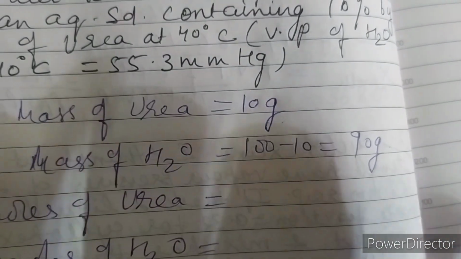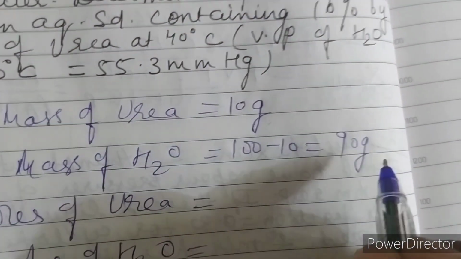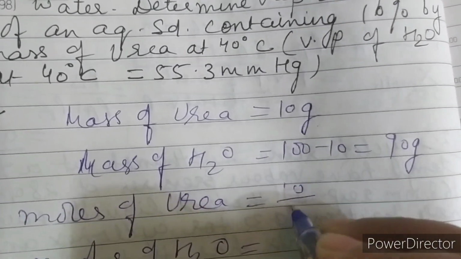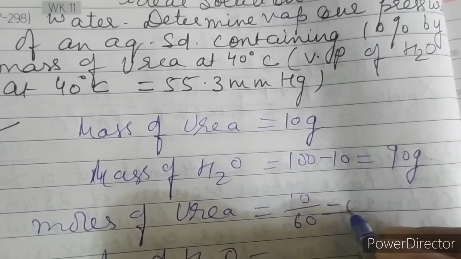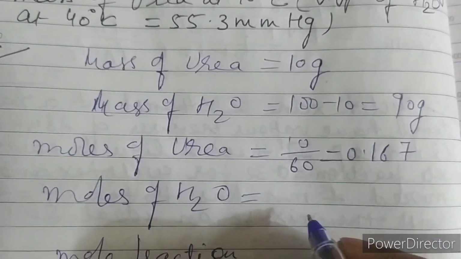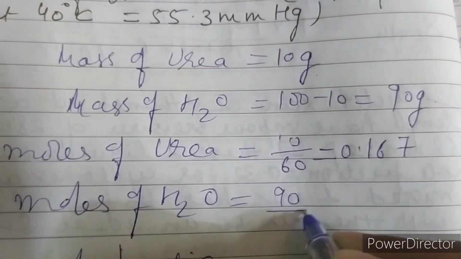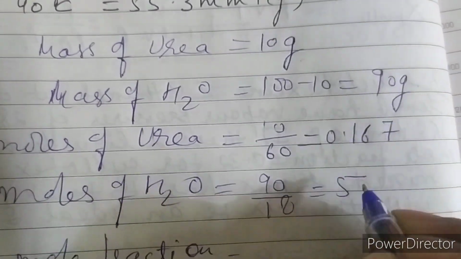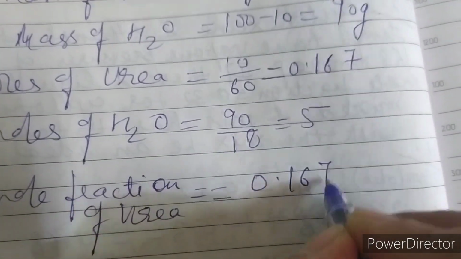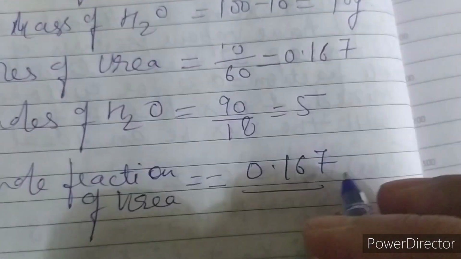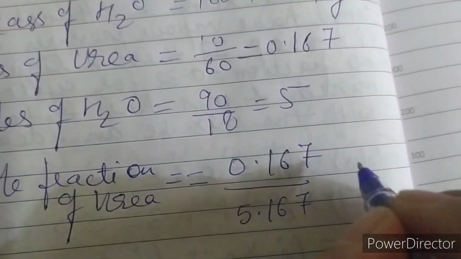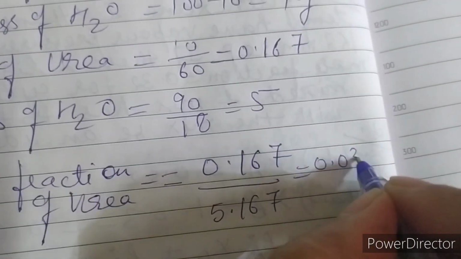That's why we have taken mass of urea as 10 gram and the mass of water comes out to be 90 gram. Now moles of urea will be 10 upon 60, that will be equal to 0.167, because the molar mass of urea is 60, and moles of water will be 90 divided by 18, that will come out to be 5. Mole fraction of urea will be 0.167 divided by the total number of moles, 5.167, that will come out to be 0.032.